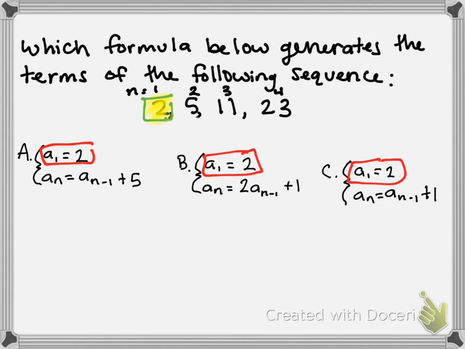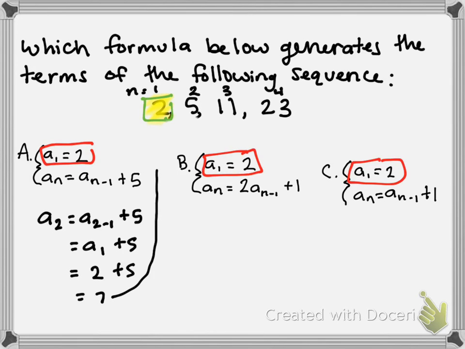So if I'm looking at this first letter A, the value of the second term should be the previous term plus 5. All right, a sub 2 minus 1 is a sub 1 plus 5. The first term is 2, and 2 plus 5 is 7. Is the value of this term 7? Nope. So this can be ruled out.